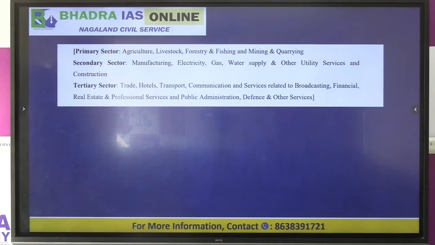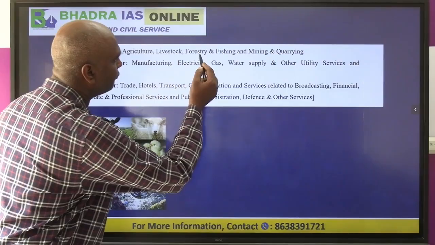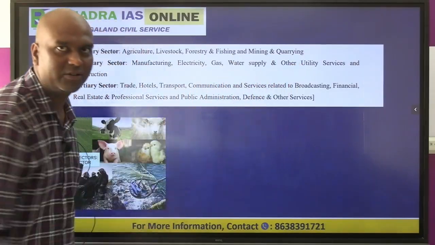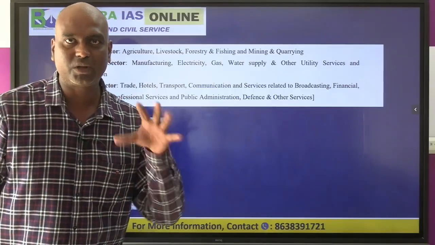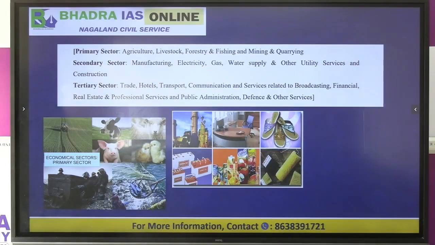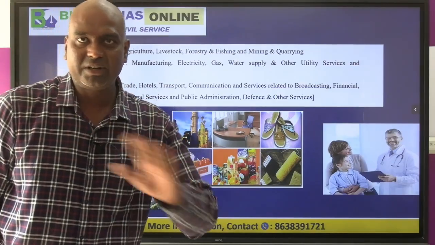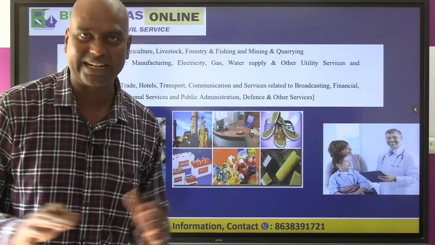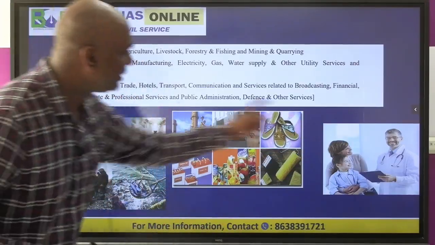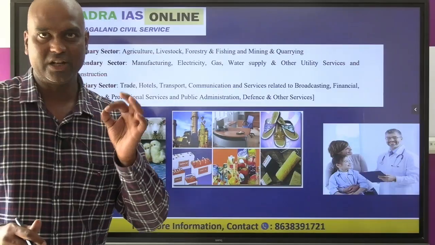In the primary sector, what are the things we find? Generally in the primary sector, we have agriculture, livestock, forestry, fishing, mining and quarrying. All these things are put under the primary sector. Similarly, we have a secondary sector where we have industrial products. And services, as I told you, all possible services are put under the services category. Now, the production of all these three in an economy is generally what we understand by national income.